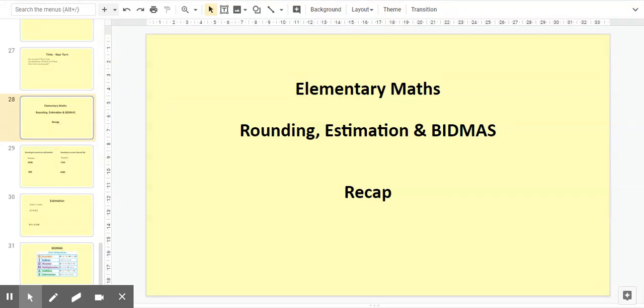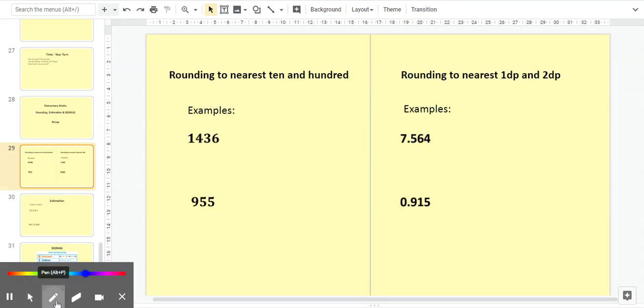Okay, so to recap our lesson today for elementary maths, where we covered rounding, estimation, and BIDMAS. The first thing we talked about was rounding. So we talked about doing, first of all, rounding to the nearest 10 and 100. Just a couple of examples.